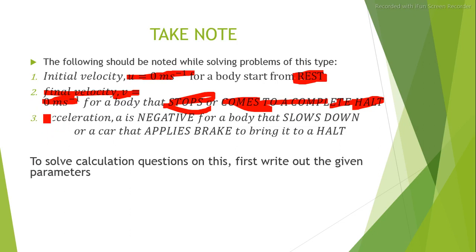Then 3, the acceleration is negative for a body that slows down. When the body slows down, that means the velocity decreases. Or when a car applies its brakes, the velocity decreases. So if the brake is applied to bring it to a halt, it may not even come to a complete halt, but once the brake is applied, there is a deceleration. So it is the negative acceleration that we call deceleration or retardation. I take it again. The negative acceleration is called deceleration or retardation.